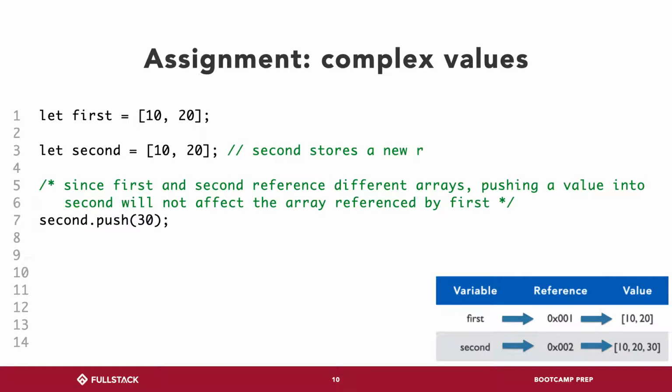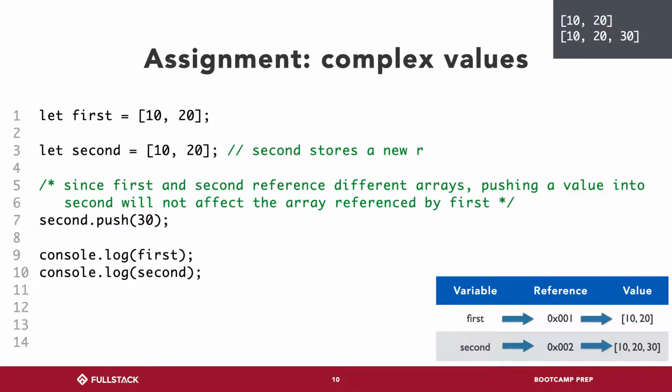So if you push 30 into second, first stays the same, as you can see here. They're different addresses. They're different places. These arrays are being stored in different places because they're different things. They're not the same. So it's still going to be 10, 20, and then 10, 20, 30.